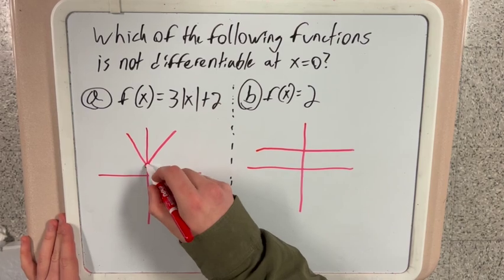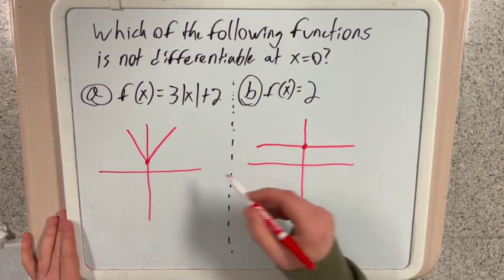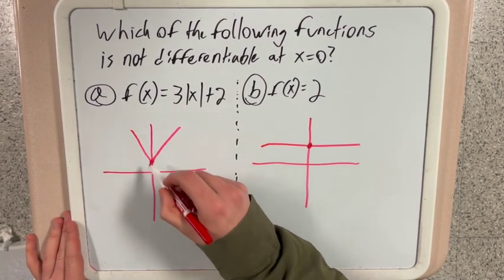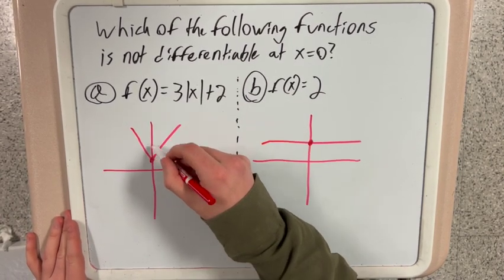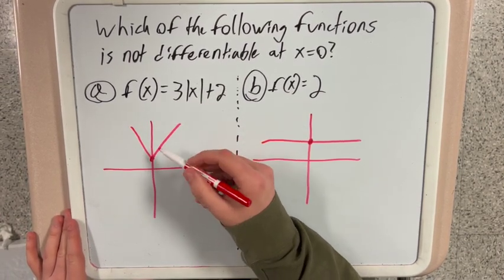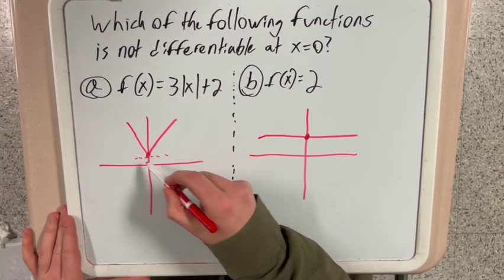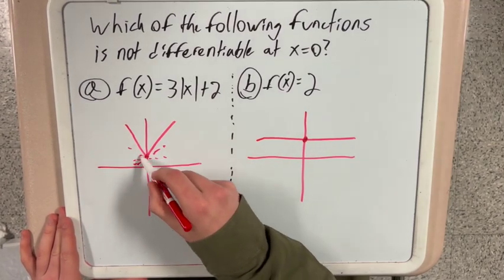So we're looking at x equals 0. On this first function, we can see that it's a V shape due to how an absolute value function is. So we know we have a corner here. Therefore, we can't create a definitive tangent line.